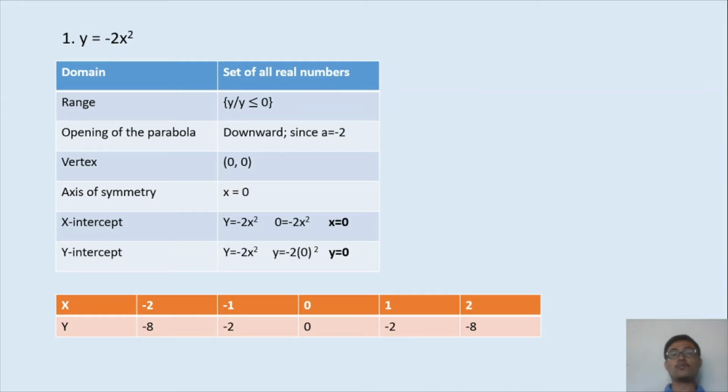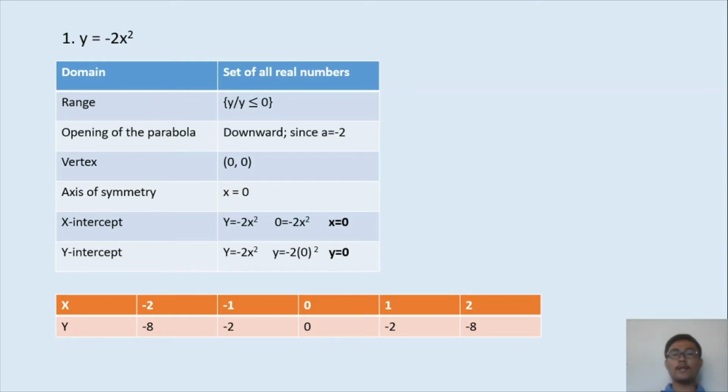So, isa-substitute lang natin yung 1 dun sa ating original quadratic function. Since x is 1, negative 2 times 1 squared. So, since 1 squared is 1 times negative 2, kaya nakuha yung negative 2. Okay? And then, if x is 2, negative 2 times the quantity 2 squared. So, 2 squared muna, that's 4 times negative 2, kaya negative 8.